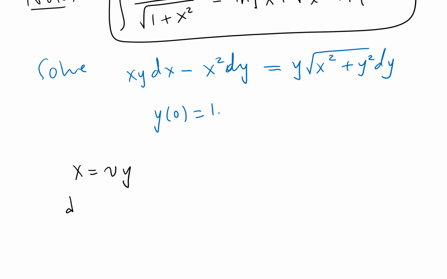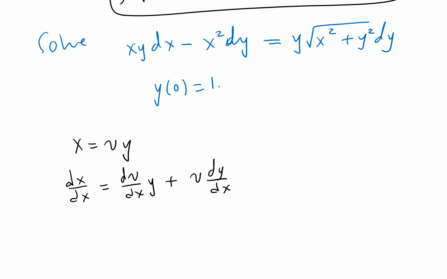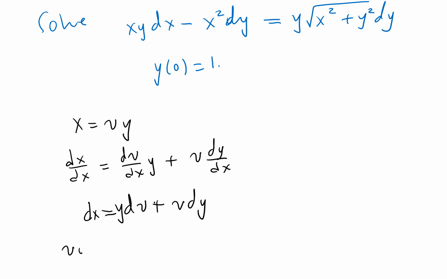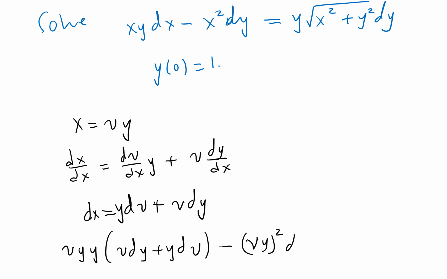If you tried differentiating this with respect to x, you can say dx/dx is equal to dv/dx times y by the product rule plus v dy/dx, which can be rewritten as 1 equals, or multiply by dx, so dx equals y dv plus v dy. So back to the given equation, I replace x with vy, and dx with v dy plus y dv. x is vy, squared, dy, y stays the same, x is v squared y squared plus y squared dy.